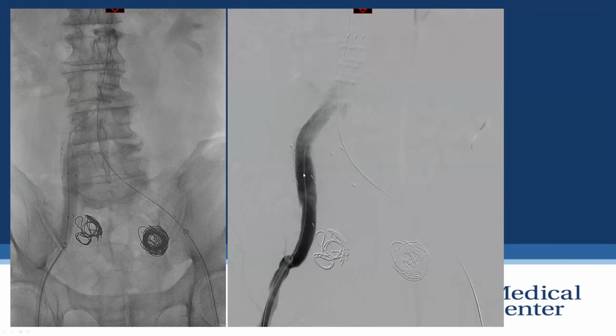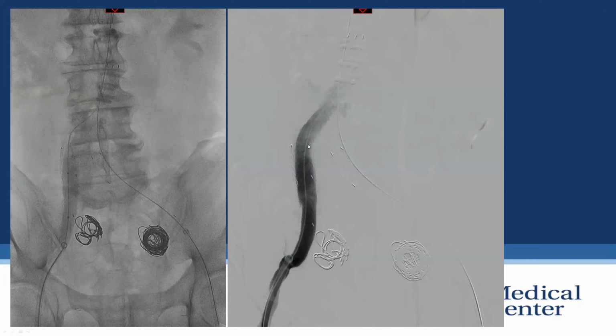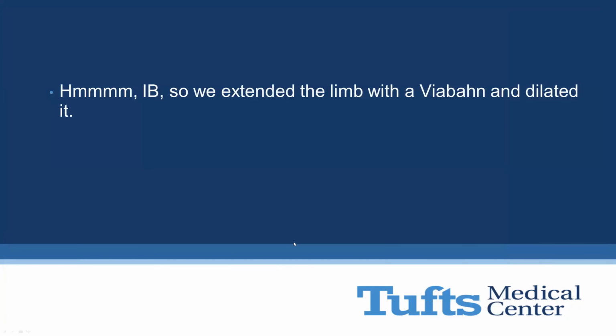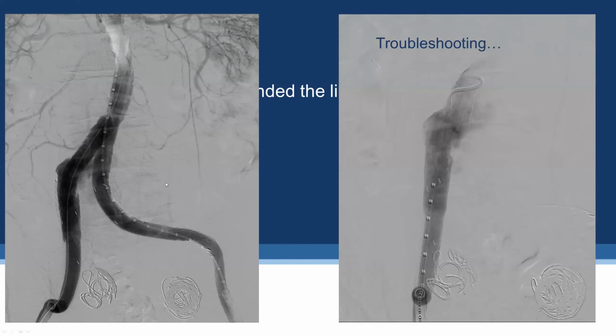So we looked at this a bunch of different ways and convinced ourselves that this was still a 1B. And so we actually extended this down with another Viabahn. So we stuck a Viabahn in, we dilated it, and it looked like that. And now we were saying, okay, maybe it's not a 1B. So I put a catheter actually in the limb and injected. And you can see a little jet right there. And it's a 3.